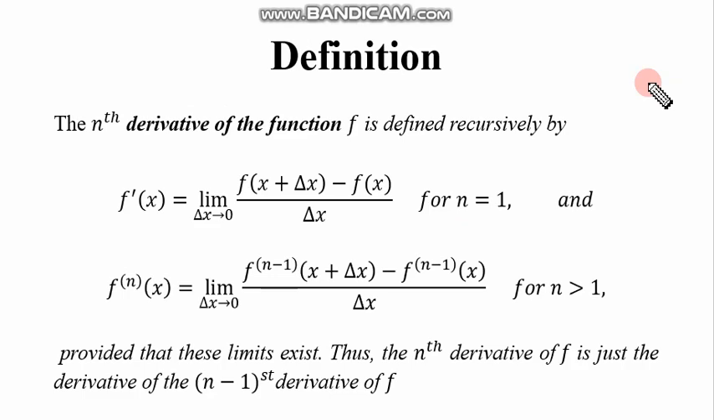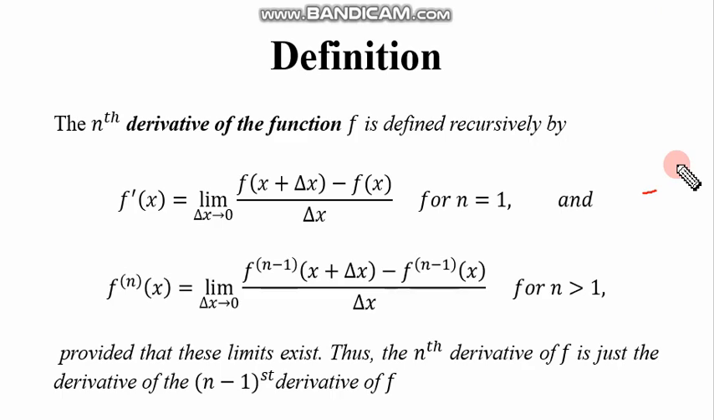So here's the definition. The nth derivative of the function f is defined recursively: f prime of x is equal to the limit of f of x plus delta x minus f of x, all over delta x, as delta x approaches 0, for n equal to 1.